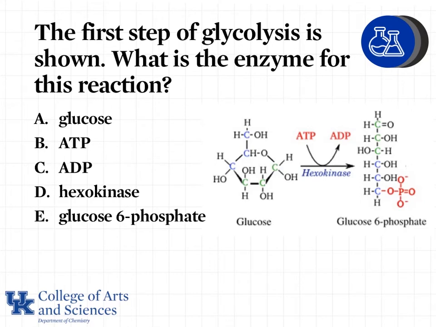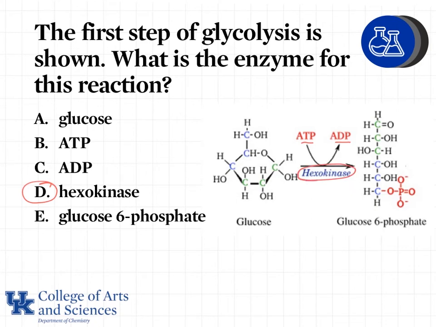This reaction shows the first step of glycolysis. What is the enzyme for this reaction? So the correct answer is actually hexokinase, because we see ATP goes in, ADP comes out, and this is actually just present in the reaction.